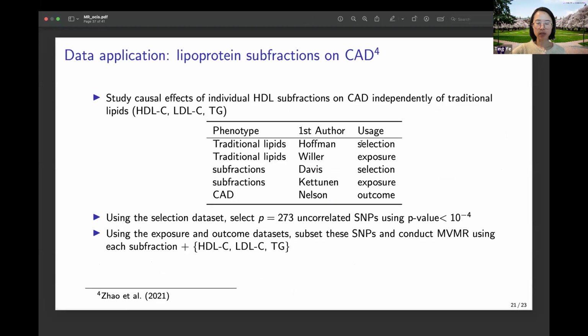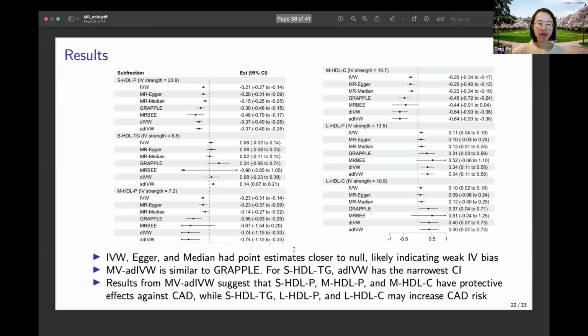And here, we include these 5 data sets, where this is the traditional lipid data set we use as selection, this we use as exposure data set, and subfraction data we use as selection or exposure, and this is the outcome data that we will use. And using the selection data set, we select 273 uncorrelated SNPs using p-value cutoff 10^-4. And using the exposure and outcome data sets, we subset these SNPs and then conduct MVMR analysis using each of the subfractions and adjusting for all the 3 traditional lipids.